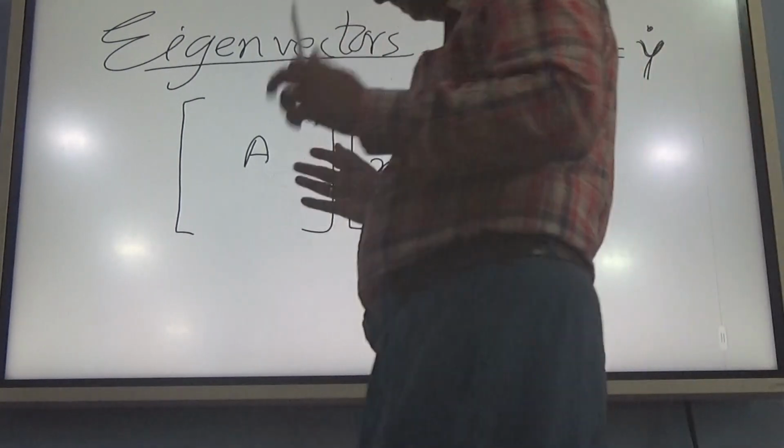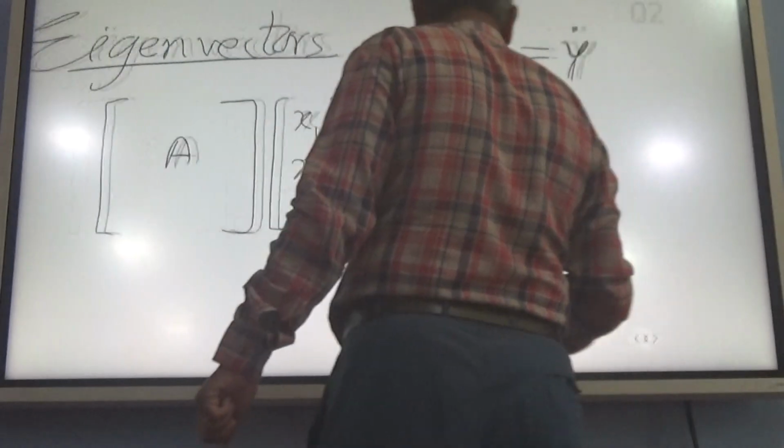Now, last time I said that we started with 3D, but now for eigenvalues we start from 2D. We start from 2D.